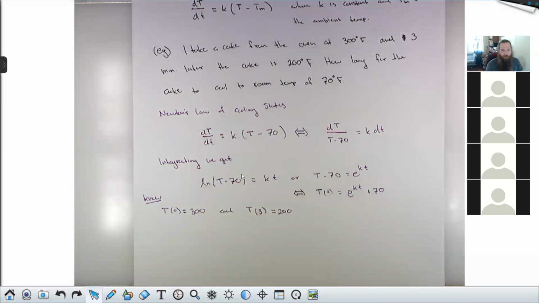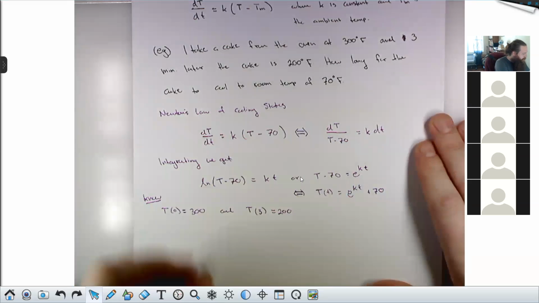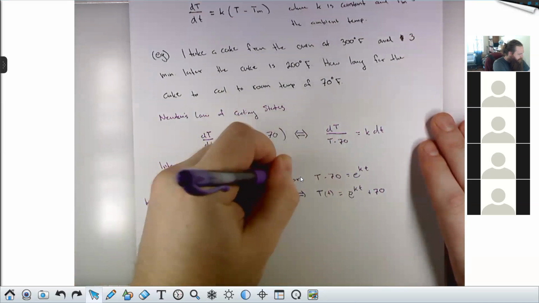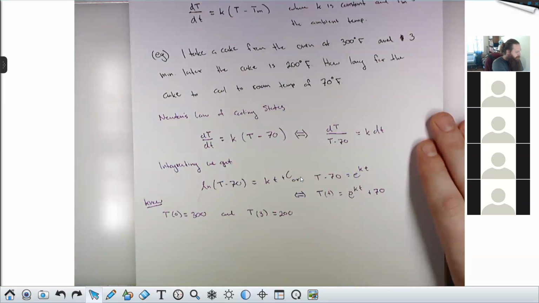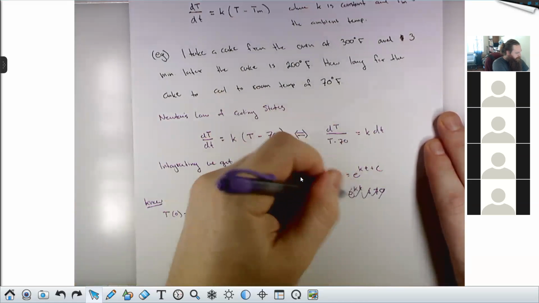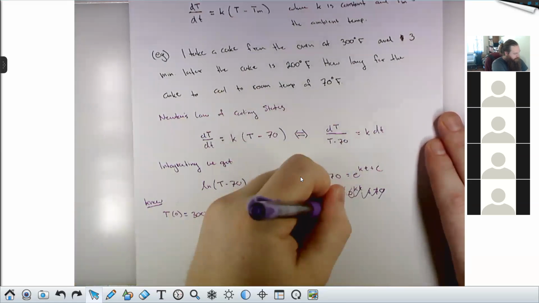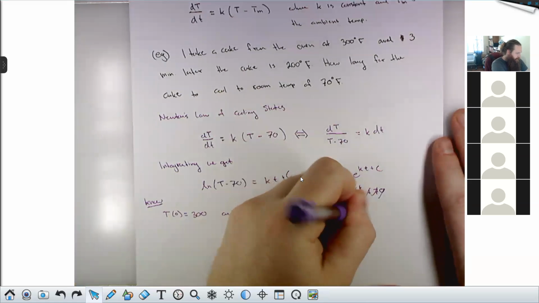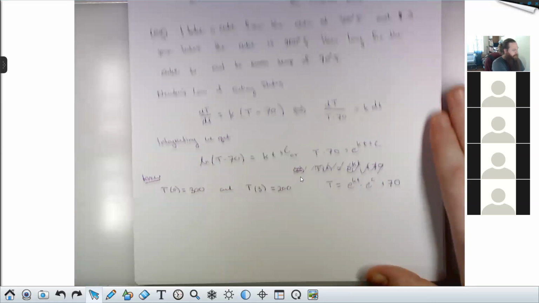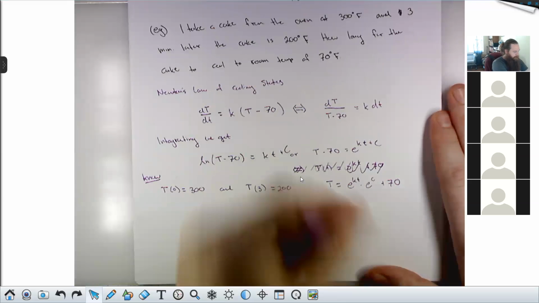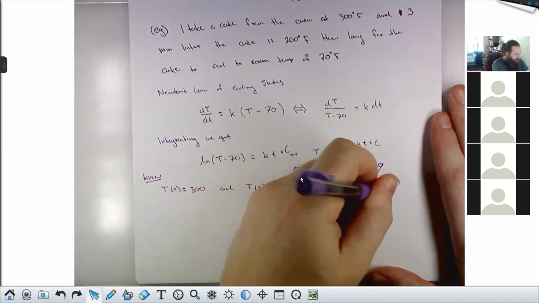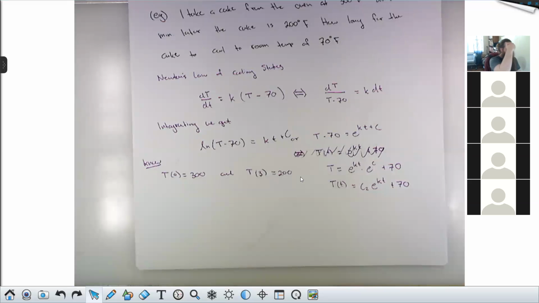Oh, did I leave off a constant when I integrated? I did, didn't I? I'm so sorry. Bad habits. Let me come back here. This needs a plus C. Yeah, so there would be a plus C here. Sorry about that. So what we have is T equals e to the kt times e to the c plus 70. And then again, this e to the c I'll relabel as C2. So T of t is C2 e to the kt plus 70. Okay, sorry about that.